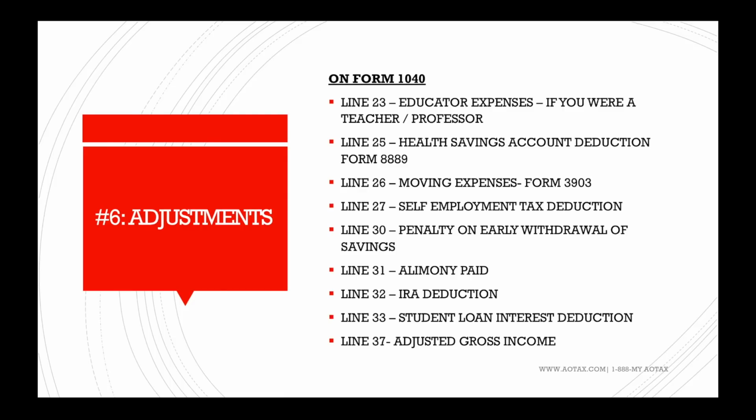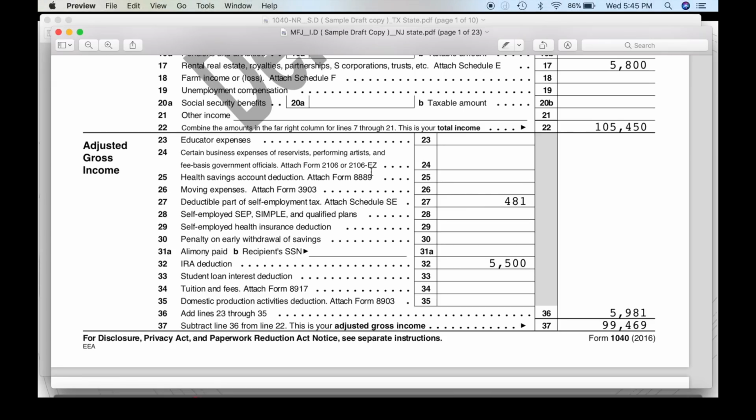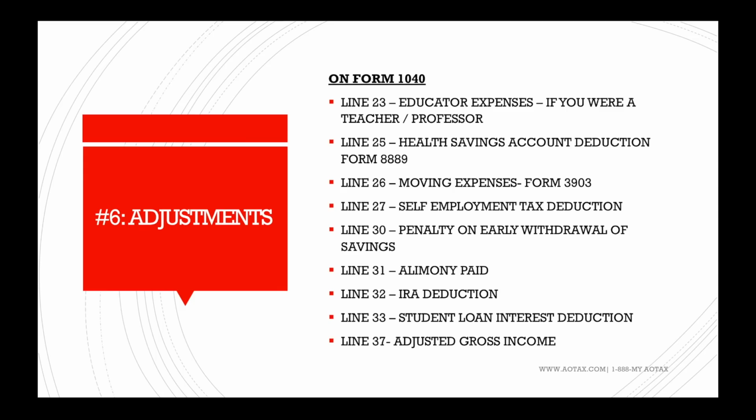And then if you are a self-employed individual, or if you are somebody who is paying taxes as a businessperson, then you get a deduction for the self-employment taxes too. For that, please check the Schedule SE, which has a detailed worksheet of how this deduction has been calculated. And then moving on to line number 30, penalty on early withdrawal of savings. Line 31 is alimony paid.